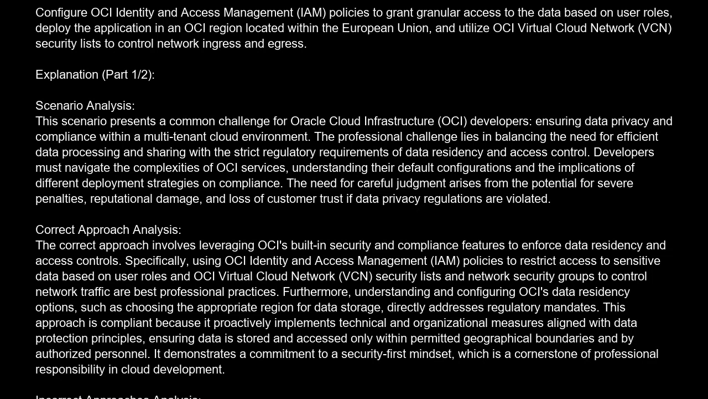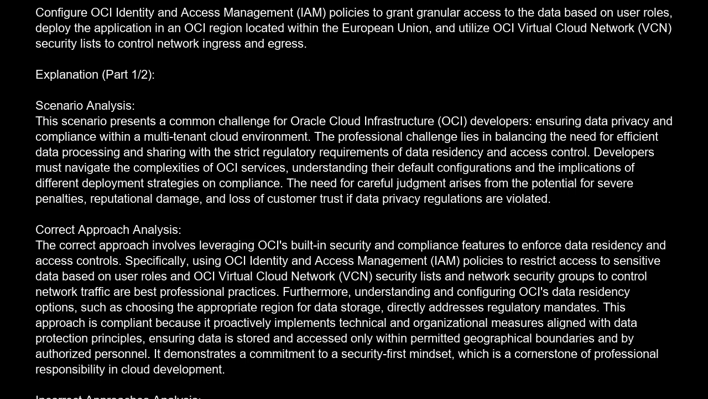The correct answer is B. Configure OCI Identity and Access Management (IAM) policies to grant granular access to the data based on user roles, deploy the application in an OCI region located within the European Union, and utilize OCI Virtual Cloud Network (VCN) security lists to control network ingress and egress.